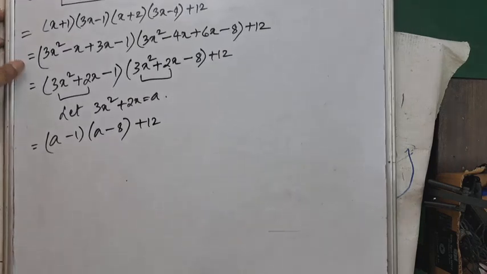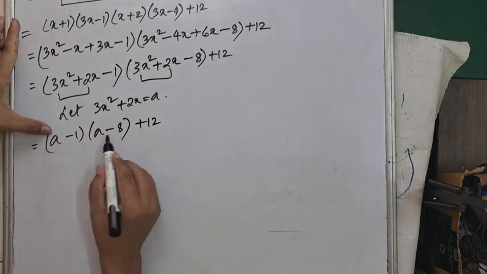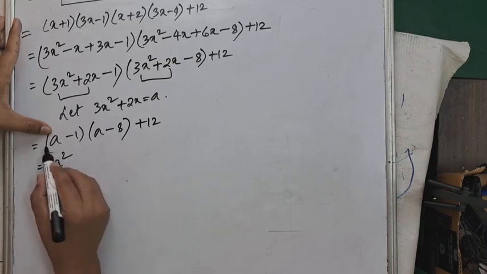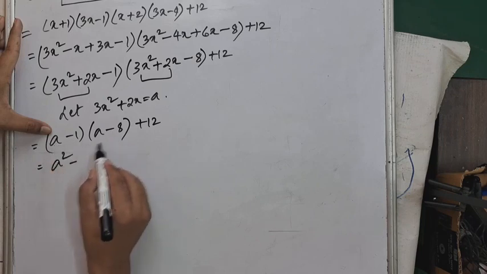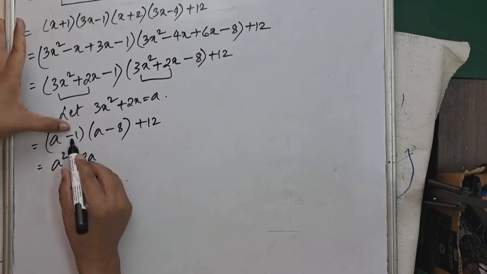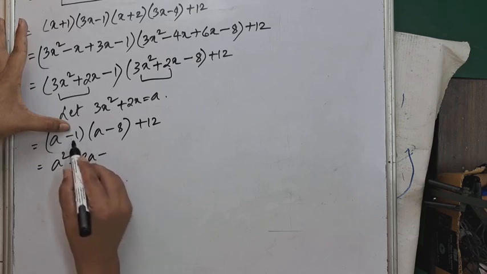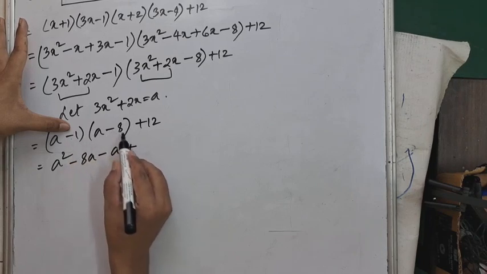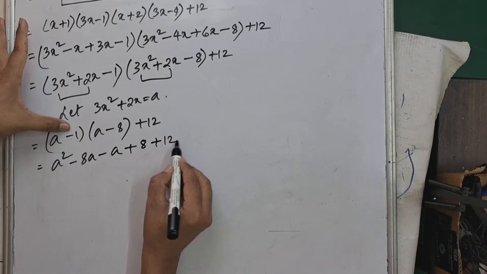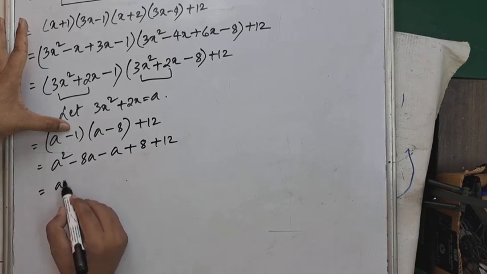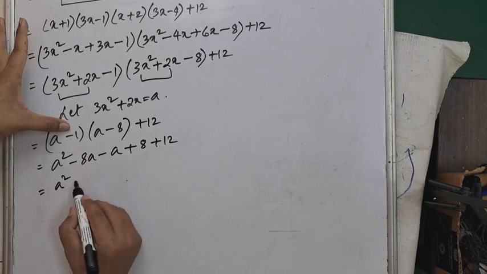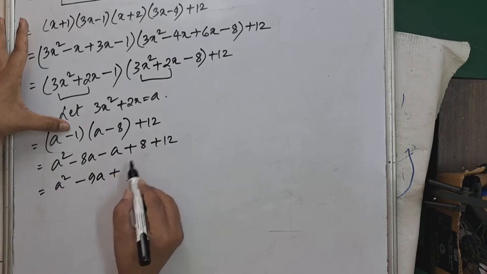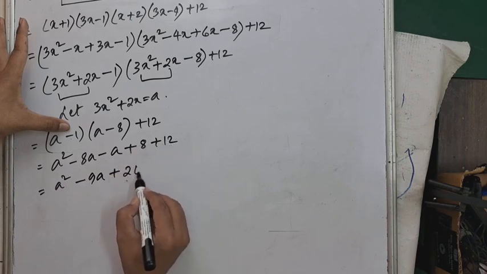Now again we multiply with this a to both these numbers and with minus 1 to both the numbers. Okay, so a into a is a square, plus into minus is minus. A into 8 is 8a. Now with this minus 1, minus into plus is minus. 1 into a is a, minus into minus is plus. 1 into 8 is 8 plus 12. So we have here a square minus 8a minus a is minus 9a plus 8 plus 12, same sign. So we add these two numbers, we get 20.